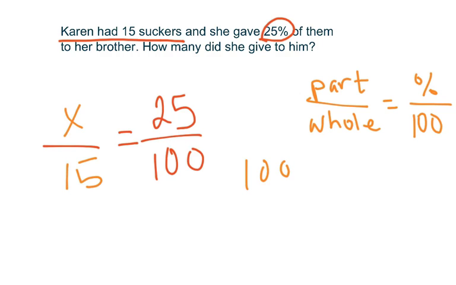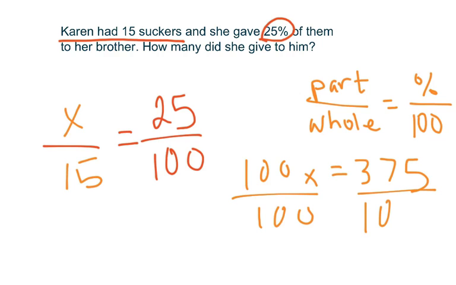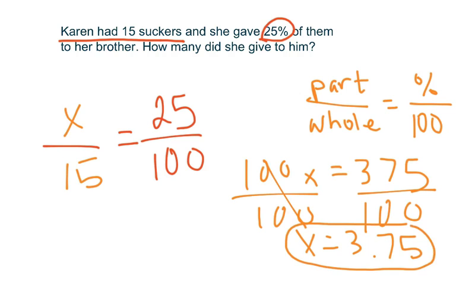So we'll cross multiply here. 100 times x equals 25 times 15, which is 375. Divide both sides by 100, and x will equal 3 and 75 hundredths. So she gave almost 4 suckers to her brother, so 3 and 75 hundredths. So maybe she ate a little bit and then gave him the leftovers. How nice of her. I'm sure none of you would do that to your siblings.